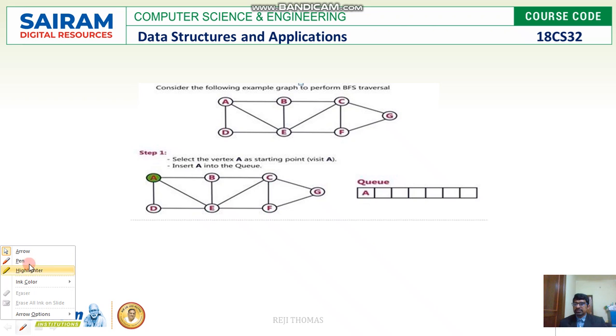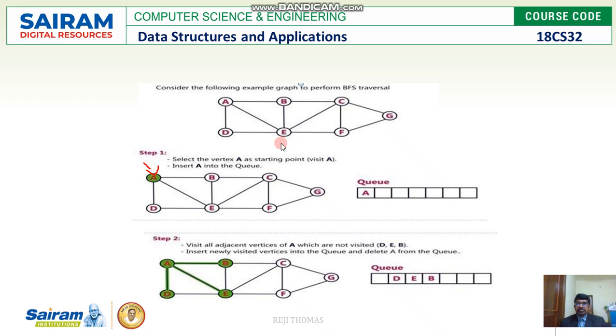You can see the change in color. A is the starting vertex, so we insert A into the queue. Next, visit all the vertices which are adjacent to A. I can find D, so I've inserted D. Then there is B which is adjacent to this, so I'll insert B, and there is E which is also adjacent to A. So we have inserted three nodes.